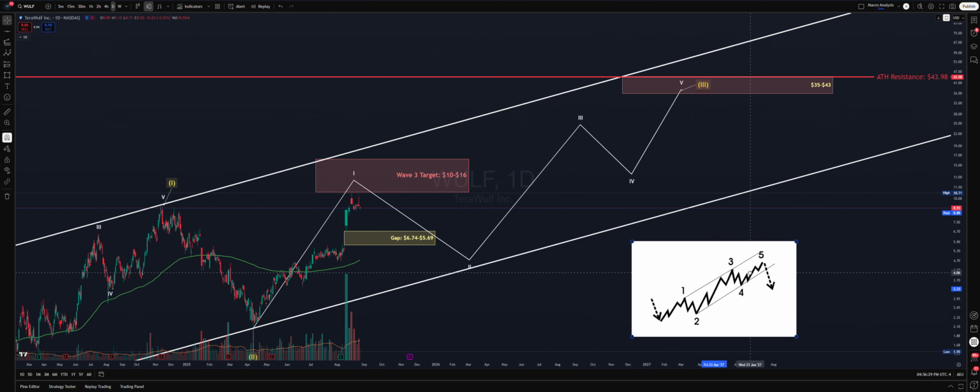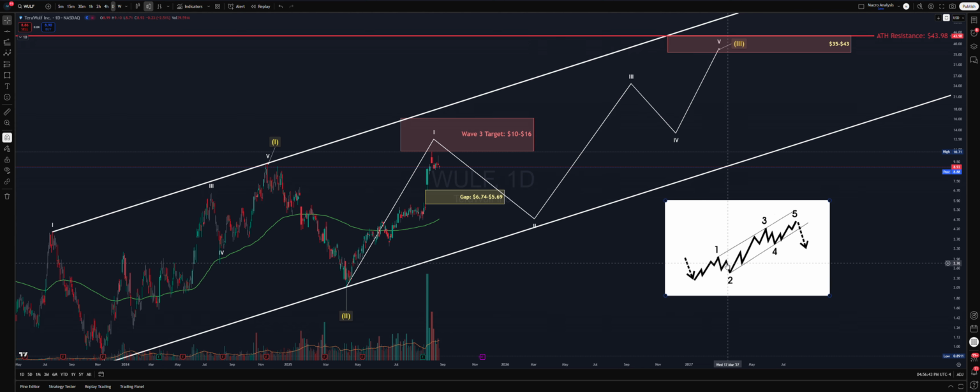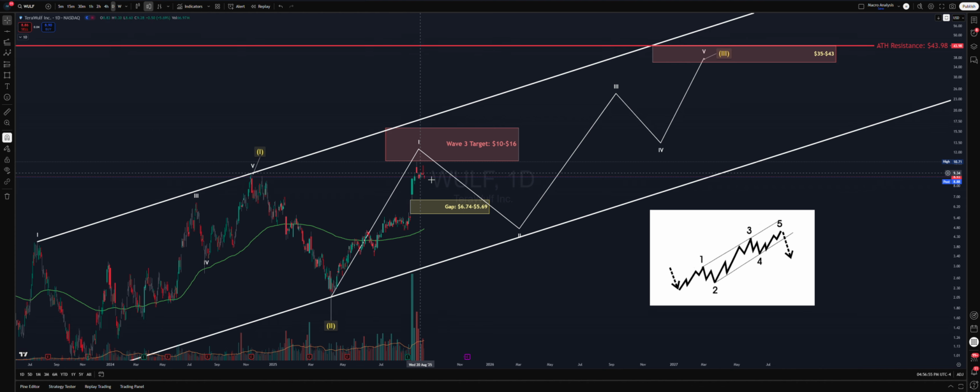So I'm very closely looking at Wolf, because Wolf could give you a very good short opportunity and also a buy the dip opportunity once you've completed this wave 2 pullback over here to complete this wave 3 impulse move. So that is what I'm looking at for Wolf right now. So be cautious for a wave 2 pullback here in Wolf.